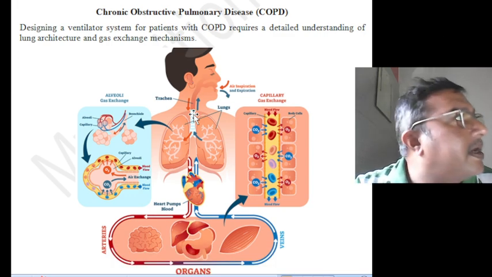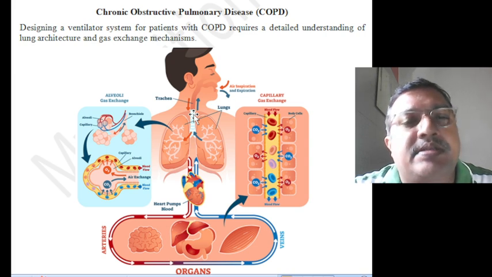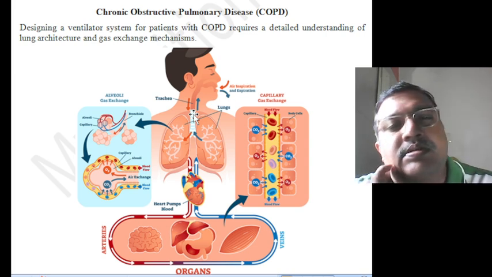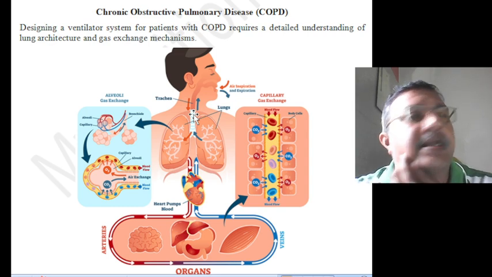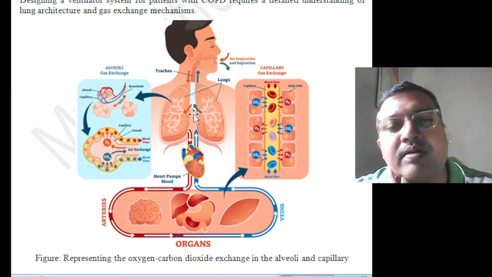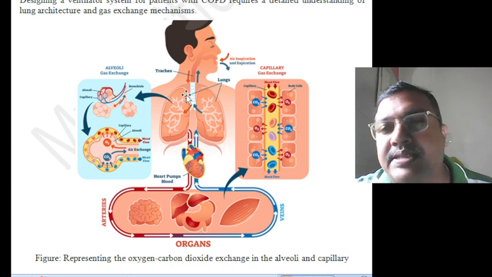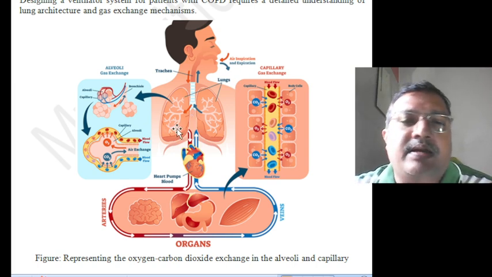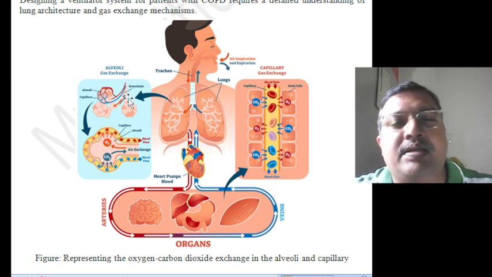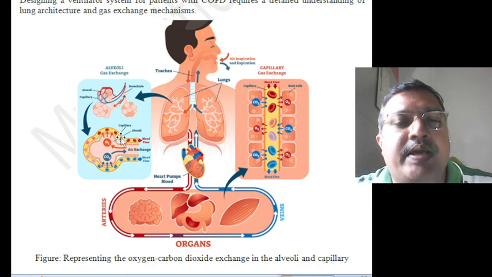To design a ventilator system for a patient with this disease, it requires a detailed understanding of the lungs architecture as well as the gas exchange mechanism. Okay, so what is lung that you may be knowing? The structure of lung is a representation of lung in the different parts like the alveoli and others where the gas exchange takes place in the lung.